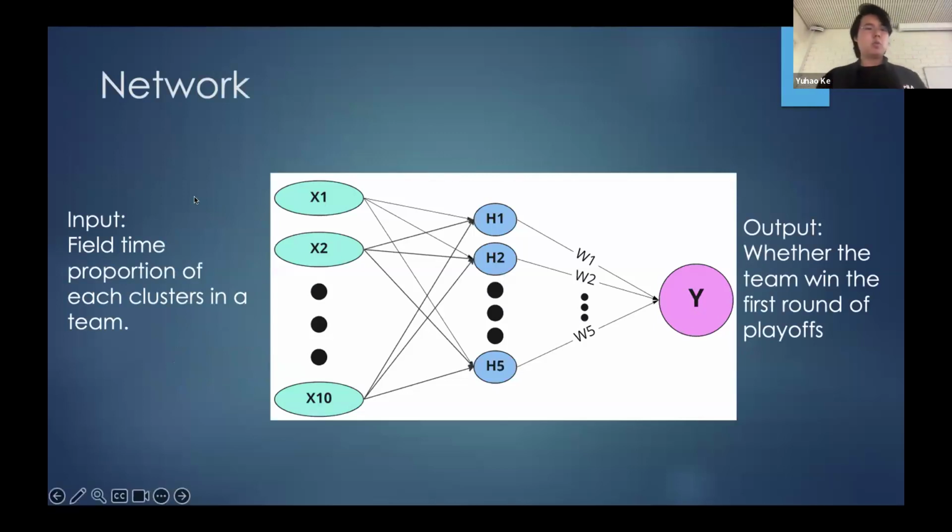So the input, you get the field time proportion of each cluster in a team. Here you can see that we have 10 nodes as the input, and each node means the time proportion, not for a player, but for a cluster. And the output is whether the team wins the first round of playoffs. Because the input could be very confusing, let's use an example to demonstrate that.